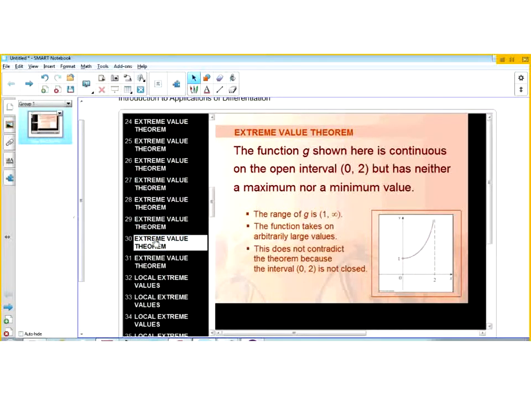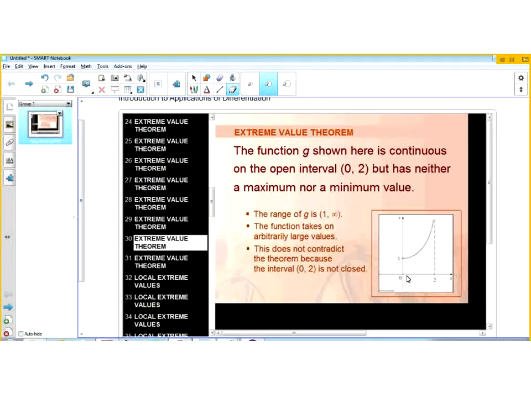Okay, so G, okay, it's continuous on 0 to 2, but it has neither a maximal nor a minimal value. And so because the range, you can see the range is from 1 to infinity, the function takes on arbitrarily large values, and it doesn't contradict EVT because the function is defined on an open interval. The endpoints are not included, and the fact that it's only defined on an open interval means that it violates EVT because EVT requires that the interval be closed, right?